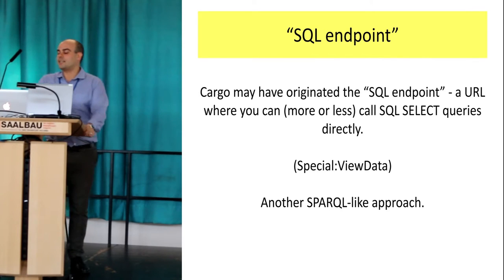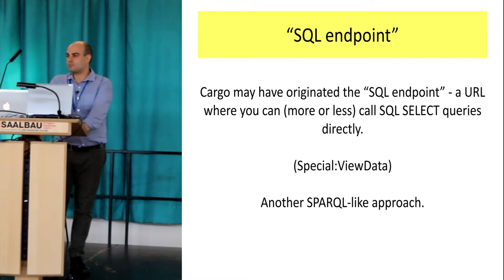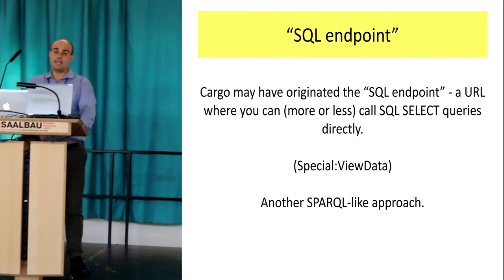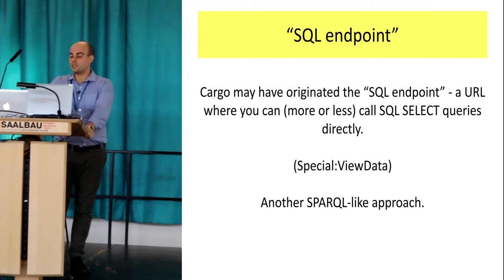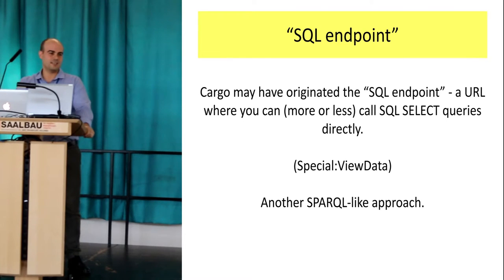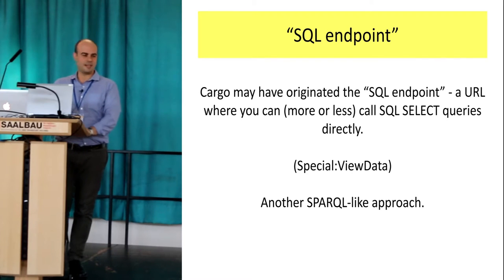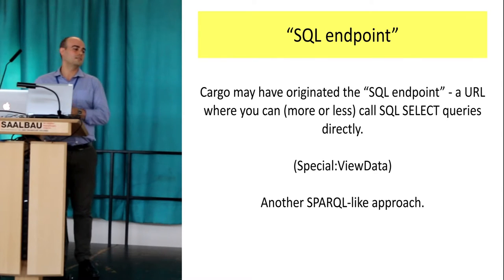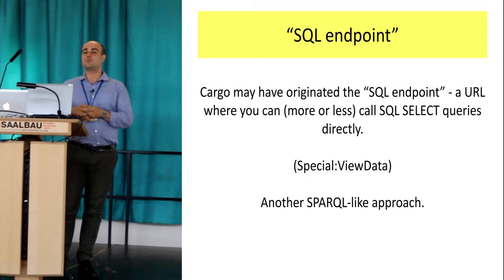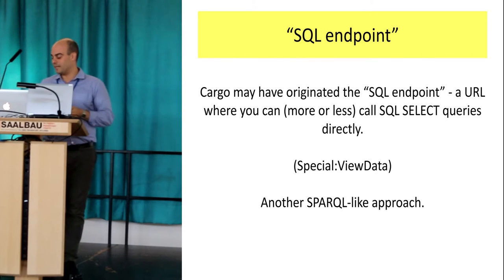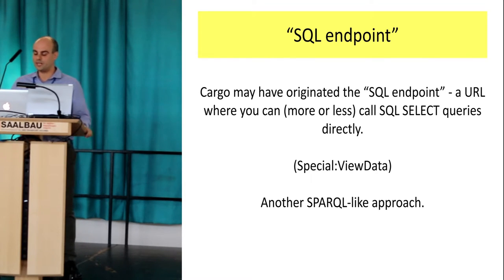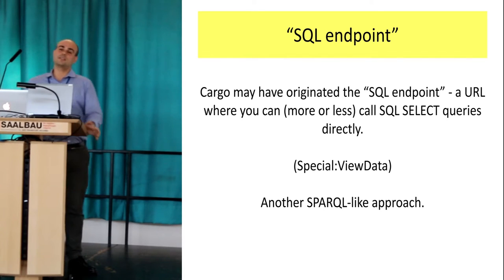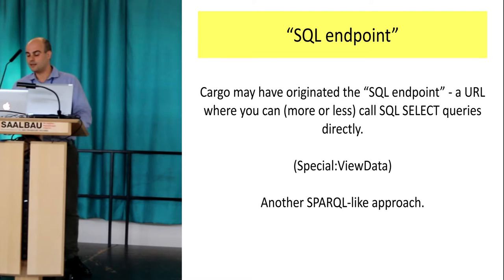This I thought was interesting. Cargo provides a URL at Special:ViewData, which is basically an API into the data, so it serves as an SQL endpoint. This may be the only example of an SQL endpoint, I'm not sure. With SPARQL, that's obviously the goal, to provide a web-based endpoint for querying the data, but with SQL, that's very rare. So this may be an innovation on the part of Cargo. It's a special view data API. So it's using SQL, but in a SPARQL-like way, again.